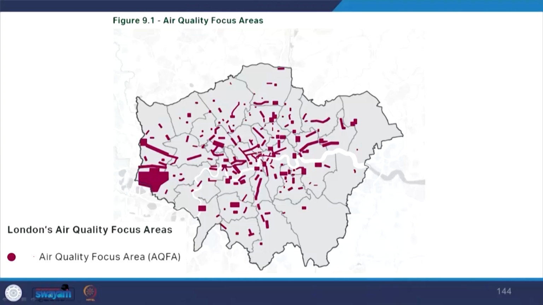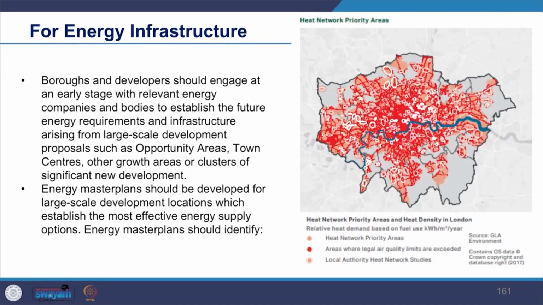We see that they have worked on improving the air quality, and different strategies have been worked out. Further, we see that they have worked out minimizing greenhouse gas emissions. So you see how the master plan of the city is linking to the larger goals here. They have also worked out a strategy for developing energy infrastructure.